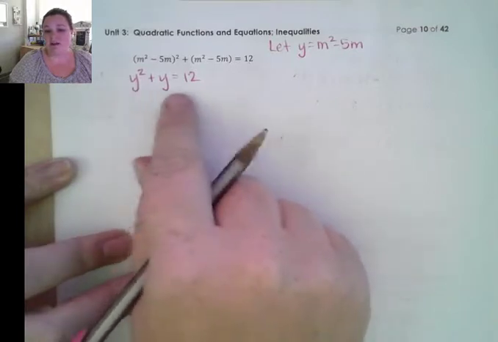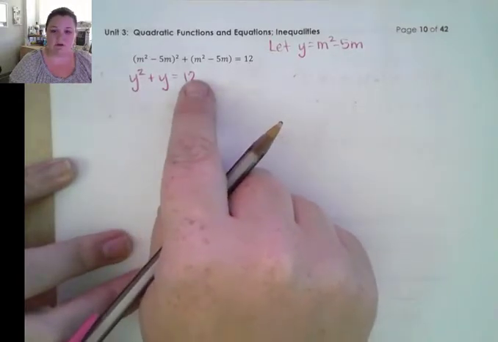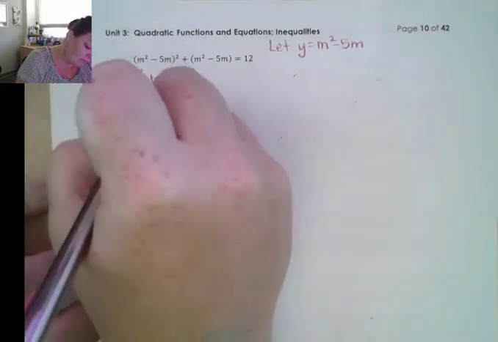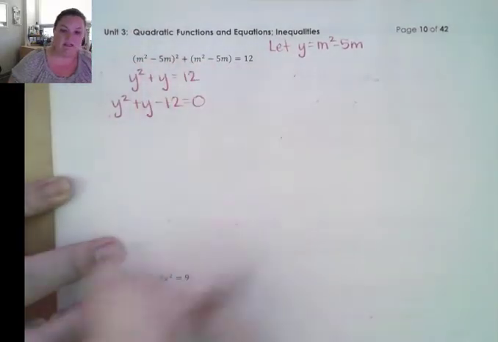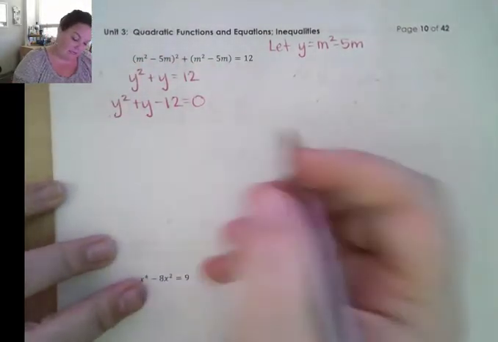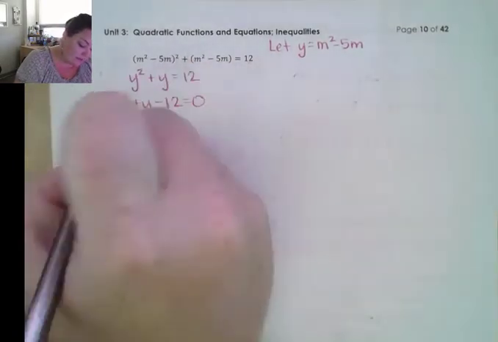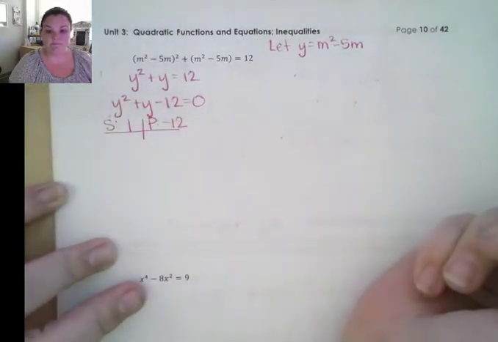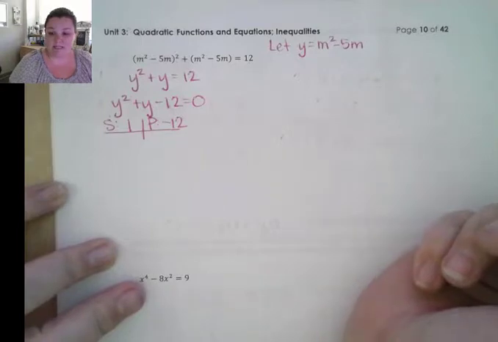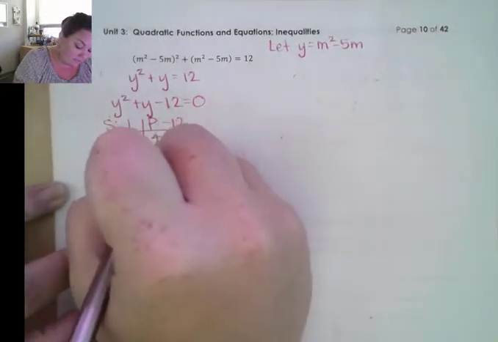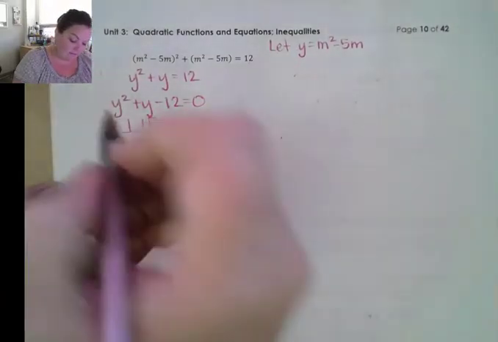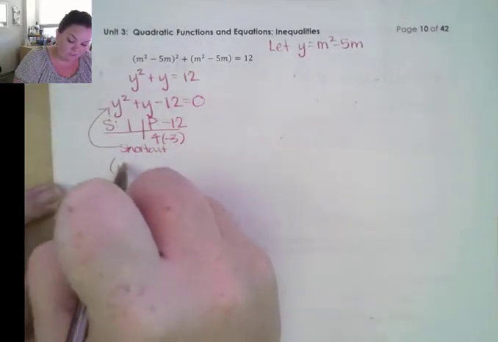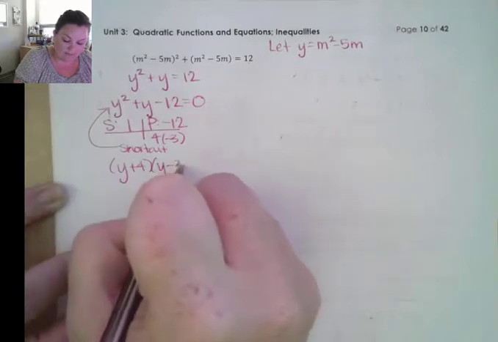If I want to factor this using my sum product, I need it to be equal to 0, so I need to move this 12 to the other side by subtracting. That gives me y squared plus y minus 12 equals 0. Now I can solve this using my sum product chart. My sum here would be 1, and my product would be negative 12. What can I multiply to get negative 12 that I can combine to get positive 1? A positive 4 and a negative 3. And because my leading coefficient is 1, I can use the shortcut. So this factors into y plus 4 and y minus 3.